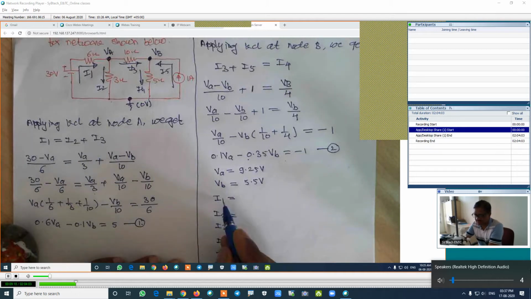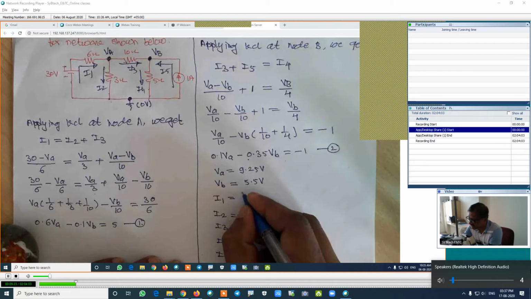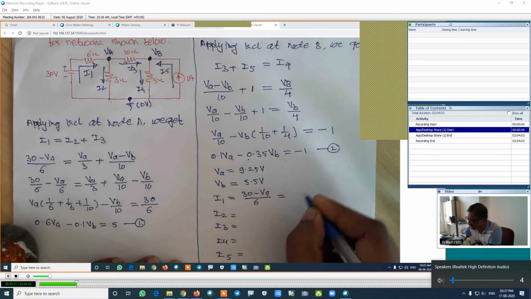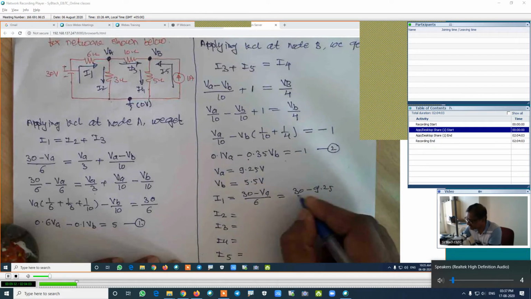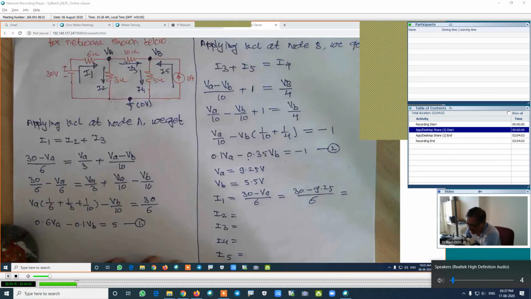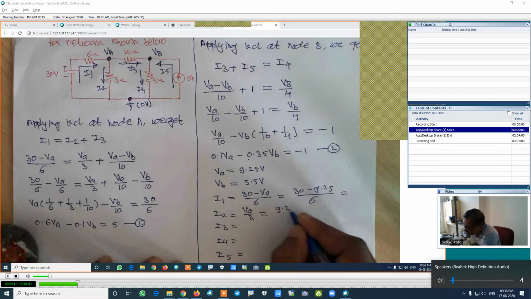I1. What is the formula for I1? Already we have taken here. 30 minus VA divided by 6. It is 30 minus VA divided by 6, which is equal to 30 minus 9.25 divided by 6. Calculate its value. I will take the answers at the end. I2 is VA upon 3. VA is 9.25. This is 9.25 divided by 3 to find out its value.